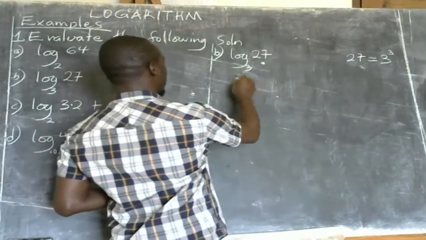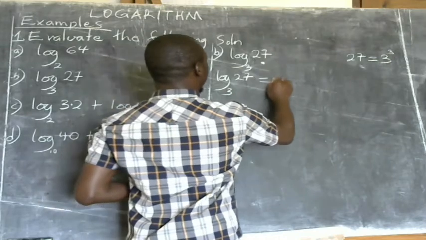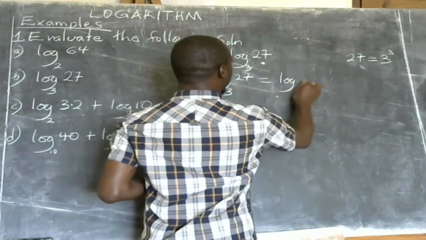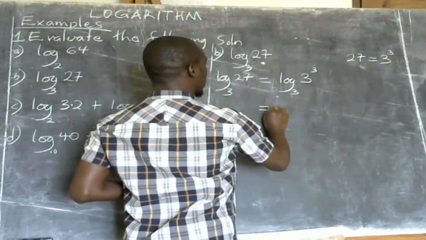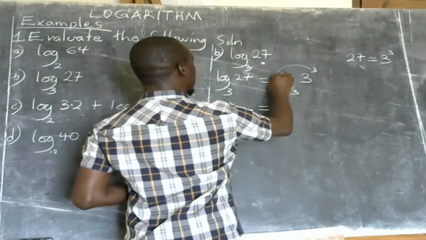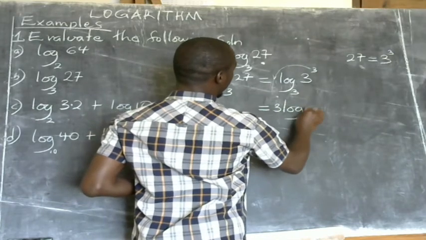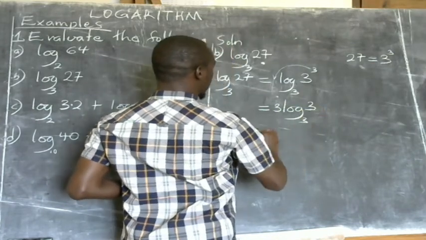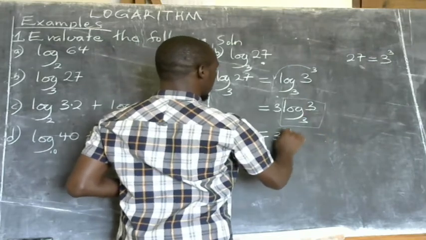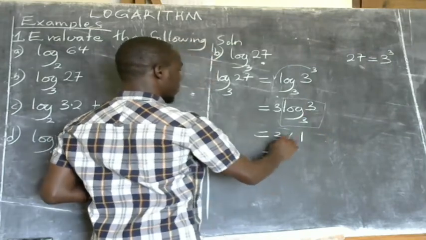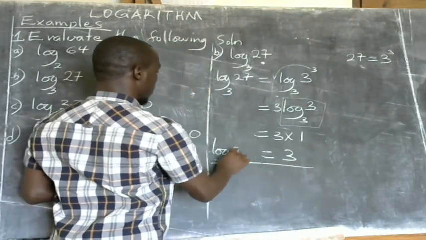So when I substitute here, this is log of 3 power 3 base 3. Then that 3 is going to take that position, 3 log 3 base 3. Then the whole of this condenses to a 1. Then you have your answer as a 3.